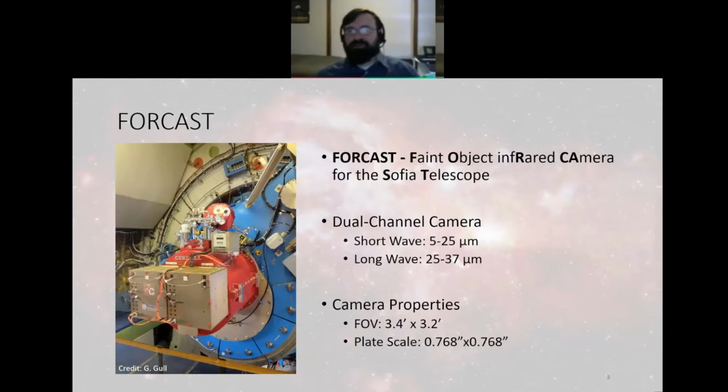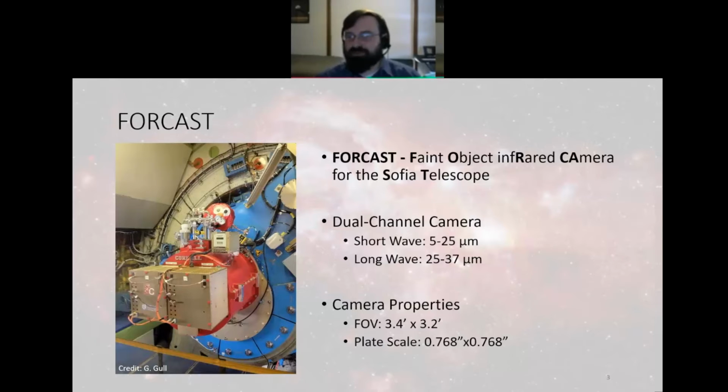Like I said, I'm just throwing in a couple of slides to do a little introduction to FORCAST. I'm mainly going to be talking about FORCAST imaging observations, where Chip was talking about the spectroscopy you can do with the grisms. FORCAST is the Faint Object infraRed CAmera for the SOFIA Telescope. It's a dual channel camera, with a short wavelength mode that operates from 5 to 25 microns and a long wavelength mode that goes from 25 to approximately 37. It does have a dichroic beam splitter.